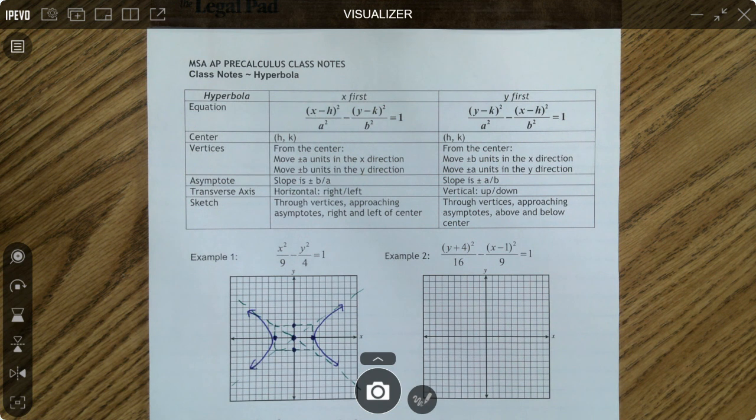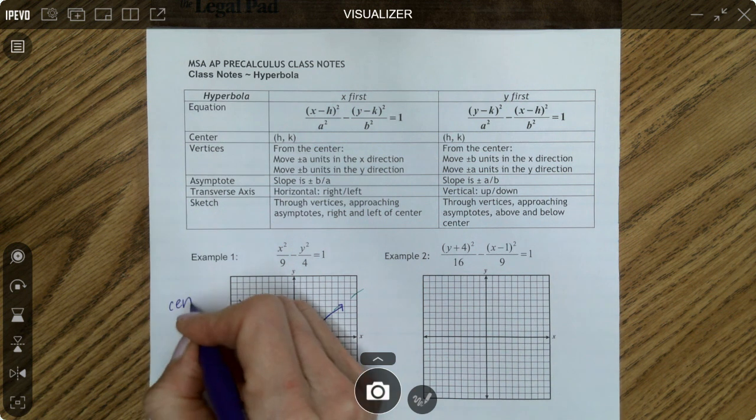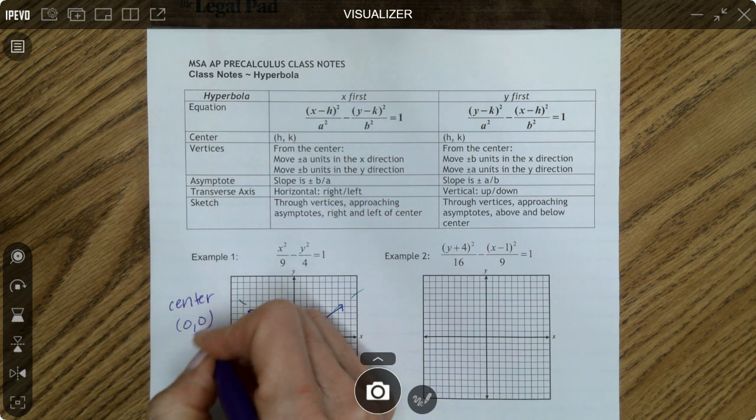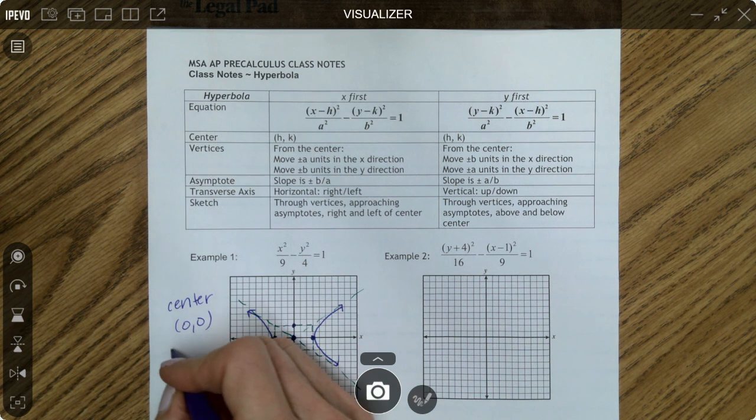So I had said before, for the circle, I'll ask you to name the center and the radius. For the ellipse, I'll ask you to name the center and the length of the major axis. For the hyperbola, I will ask you to name the center and also the slope of the asymptotes.